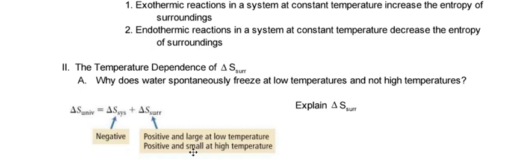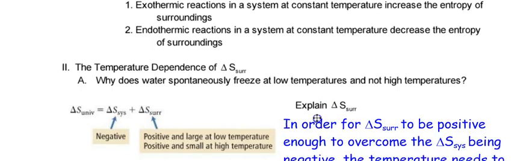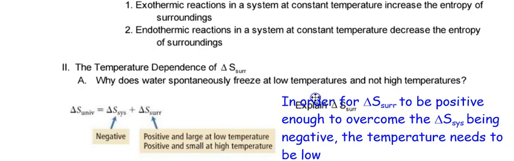I really like that analogy to help explain what is going on right here. So let's explain the S surroundings. In order for the change in S of the surroundings to be positive enough to overcome the system being negative, the temperature needs to be low. Again, what do these deltas mean? The change in the entropy of the surroundings. So you need to have the low temperature so the energy added to it will change that entropy significantly enough to overcome your negative delta S of the system.